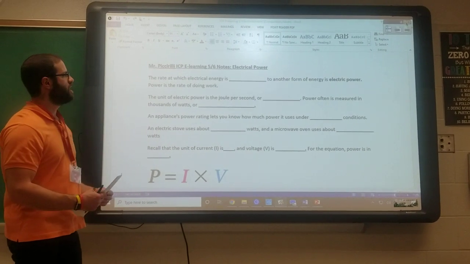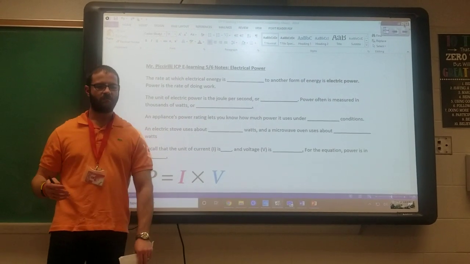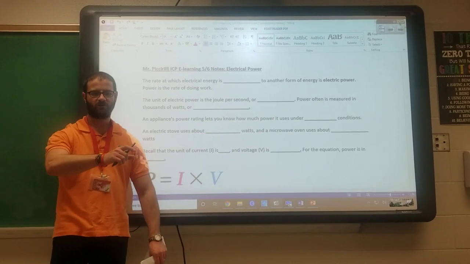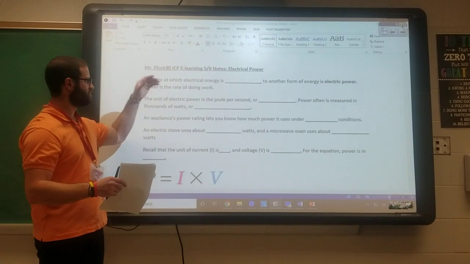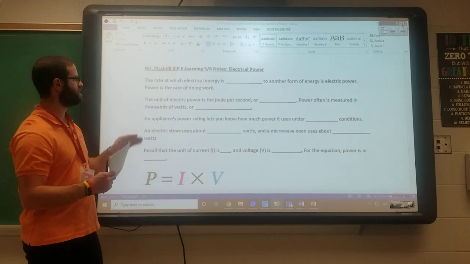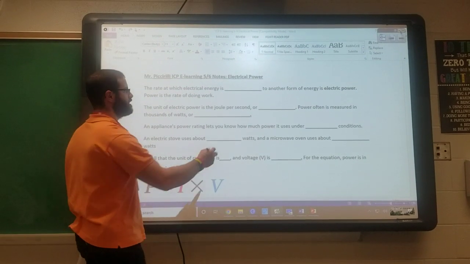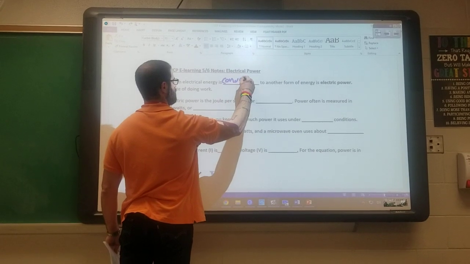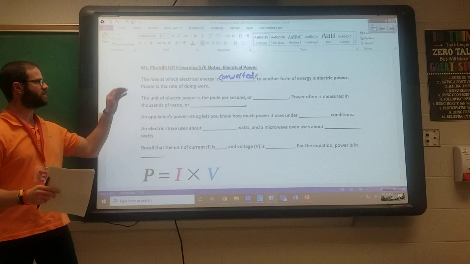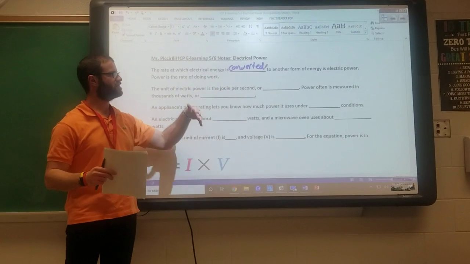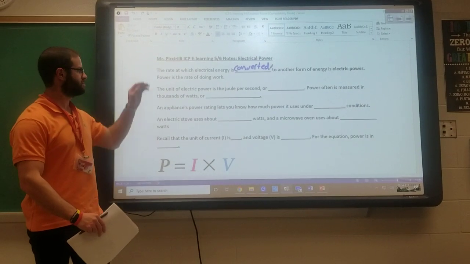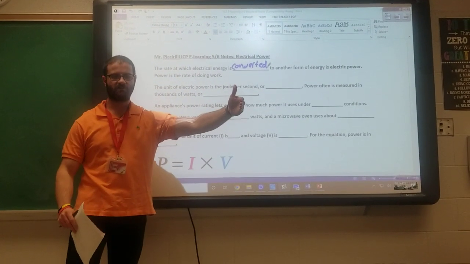You may remember we had talked about power earlier in the semester, and this is specifically electric power. Remember, power in general is the rate of doing work. But when we're talking about electric power, we're talking about the rate at which electrical energy is being converted from one form to another form of energy. The rate of that process is called electrical power.